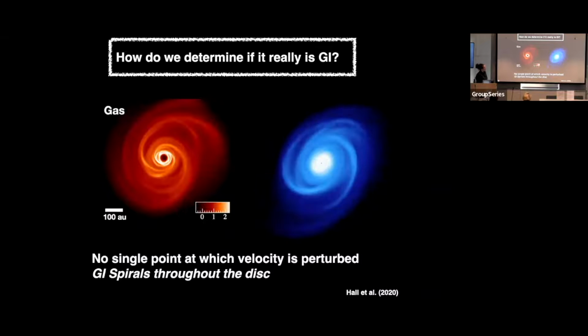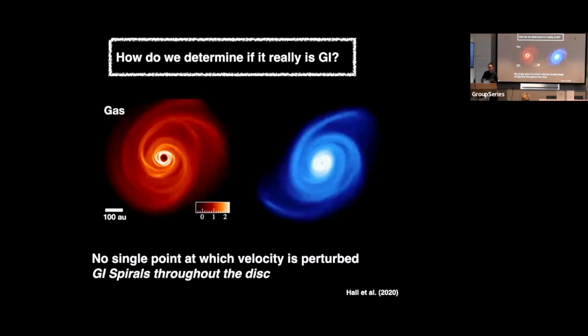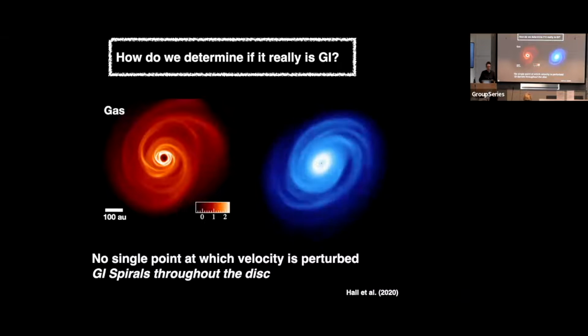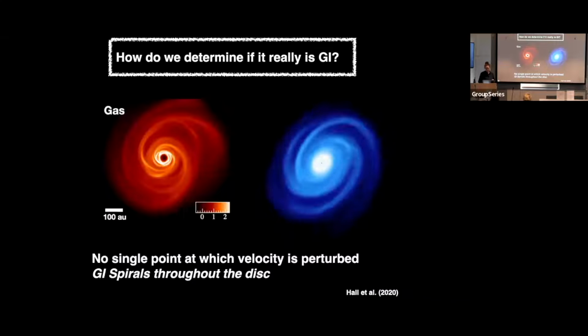So one thing to note here is that there is no single point at which the velocity is perturbed in a self-gravitating simulation. The GI spirals are everywhere throughout the disk. It's pretty uniform in azimuth, and they're also present throughout the radius as well. And this is useful, and we can use this.